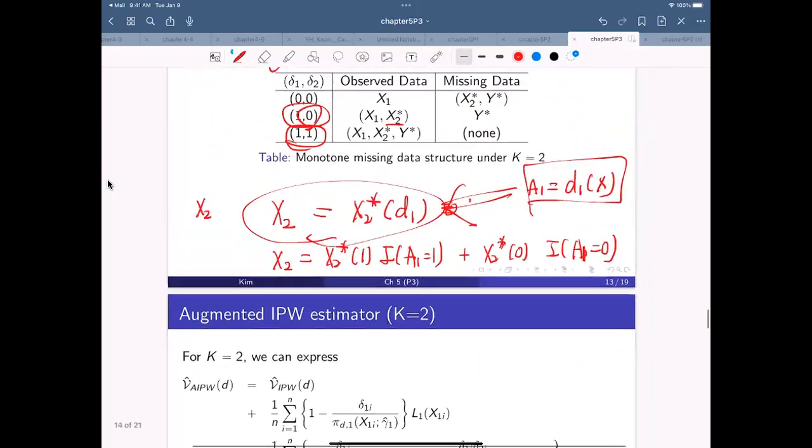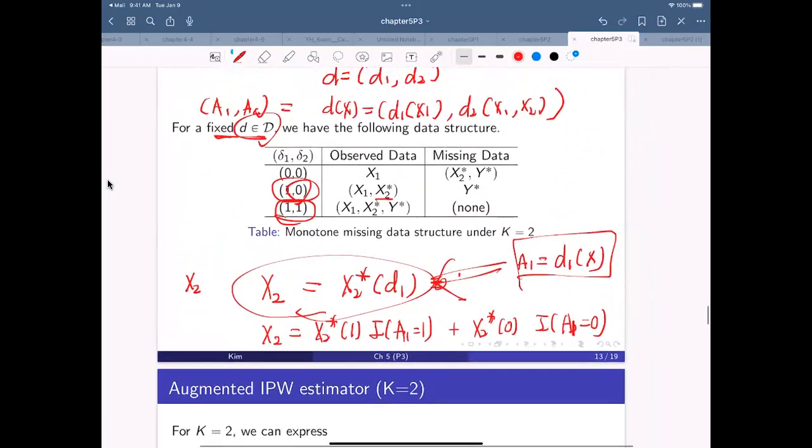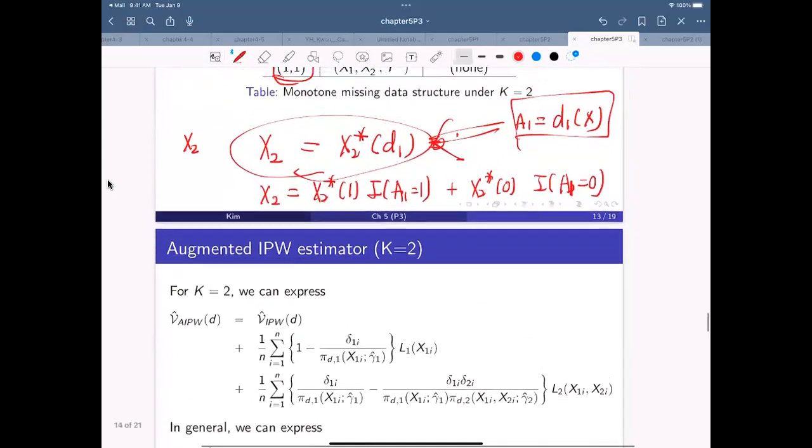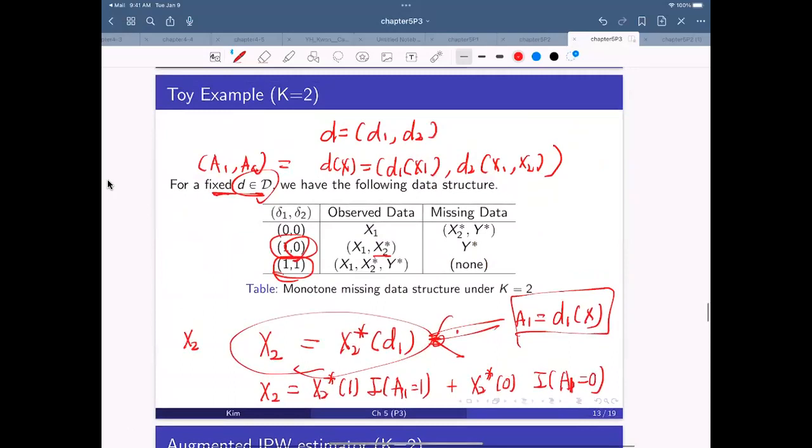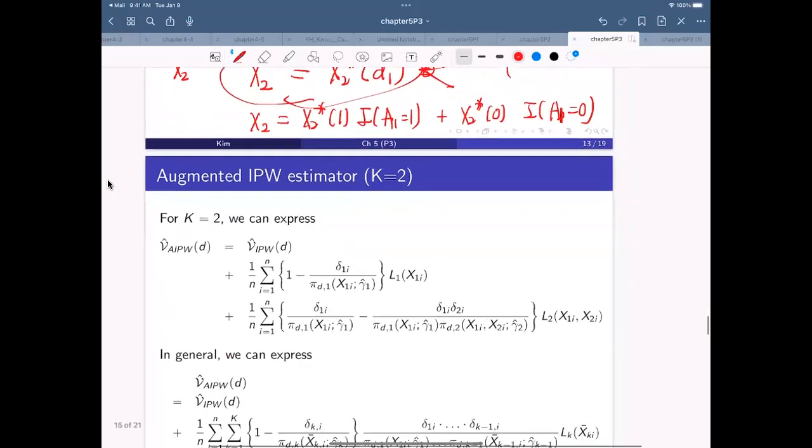Because of the monotone structure, here 0, 0 means delta 1 equals 0 and delta 2 equals 0, which means I don't observe any potential outcome, because my observed X2 or my observed Y are not consistent with the potential outcome under D, right? So these are missing data. That means we can use this monotone missing data structure to apply the theory of monotone missing data propensity estimation.